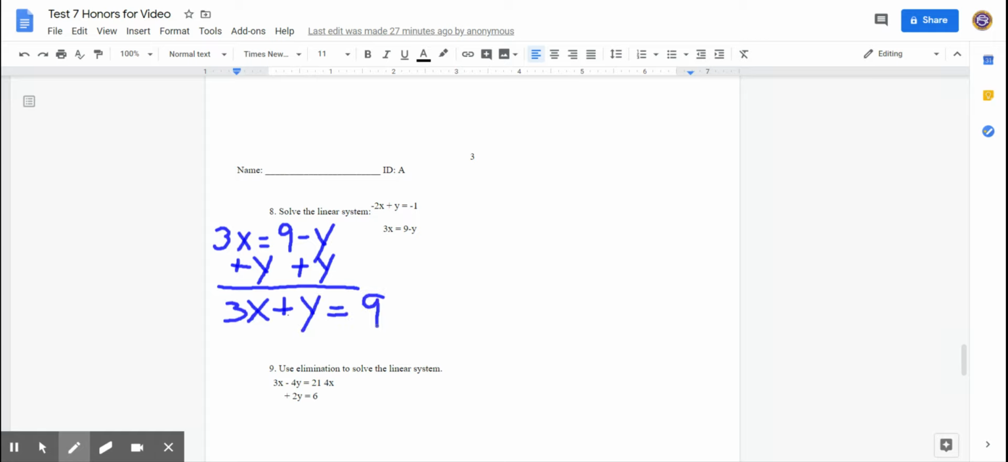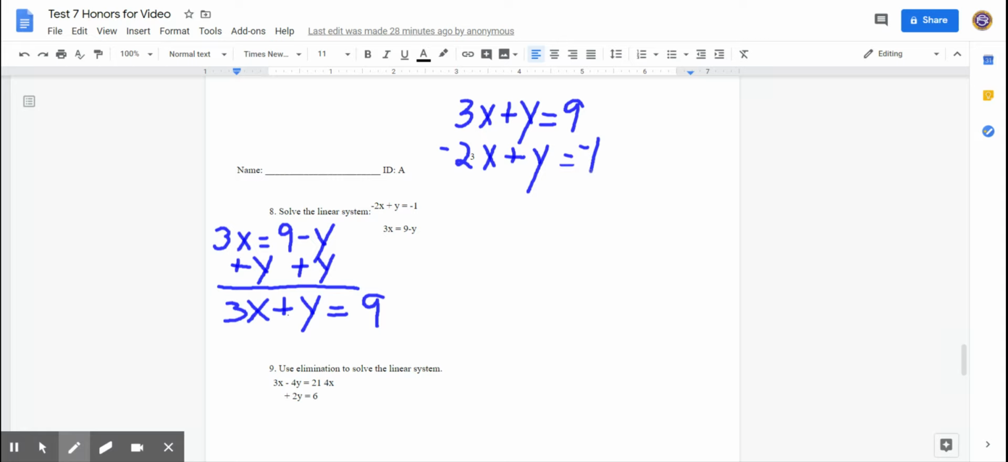Remember standard form, ax plus by equals c. So now I'm just going to write that down. I'm going to go up here actually so I have lots of room. 3x plus y equals 9. And we have negative 2x plus y equals negative 1.